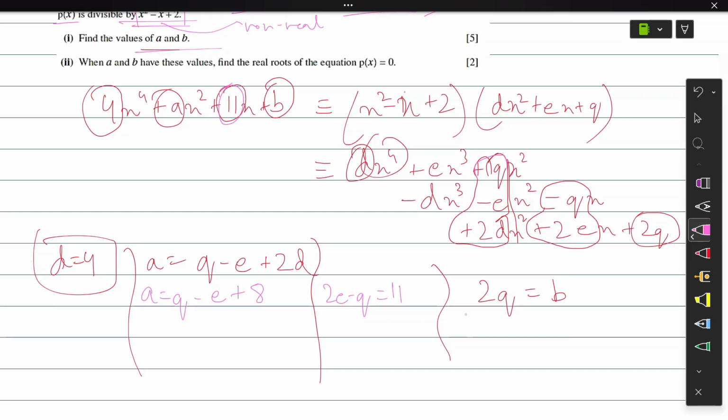Do I have anything else? 2e minus q. I do have d. Okay, so we'll have to work a little harder. How can we do that? Let's look at one more here.